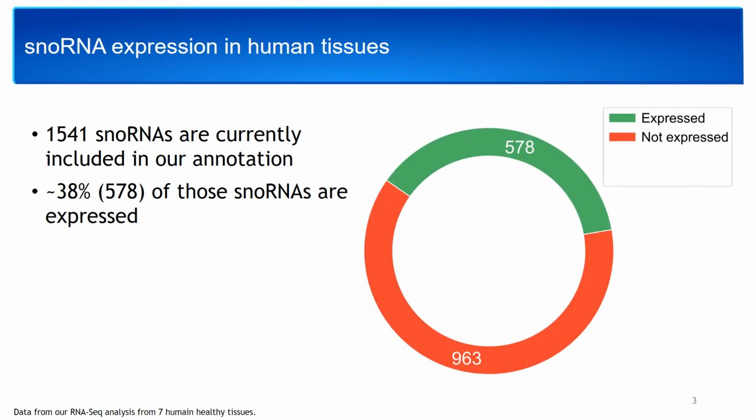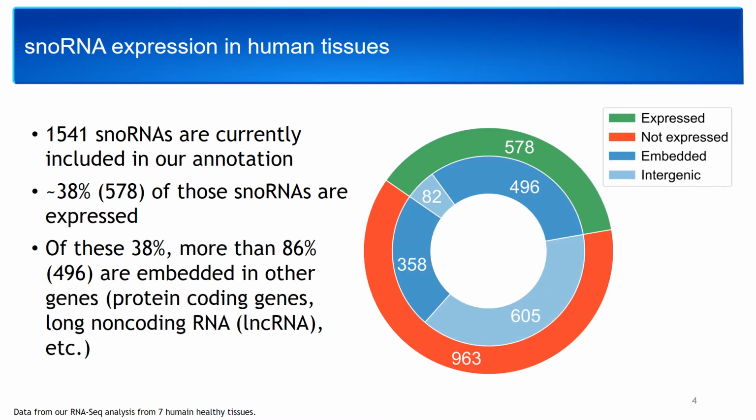There are 1,541 snoRNAs currently included in our annotation, from which approximately 38% are expressed according to our RNA-seq analysis from 7 human healthy tissues. And from these expressed snoRNAs, more than 86% are embedded in other genes, mostly in introns.